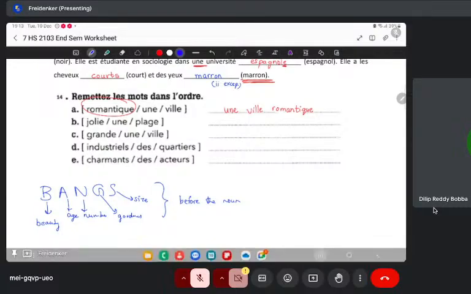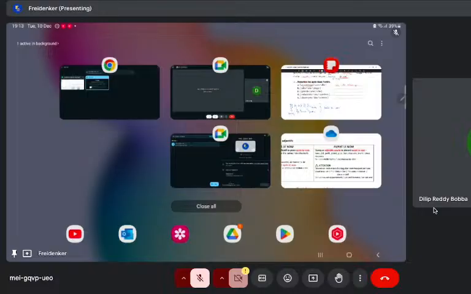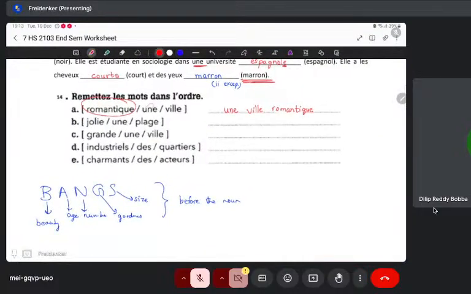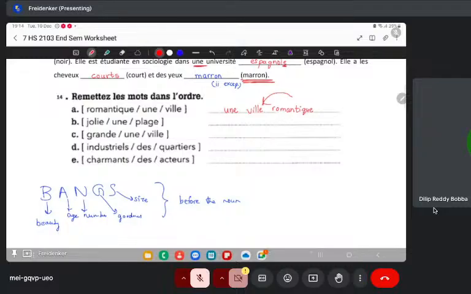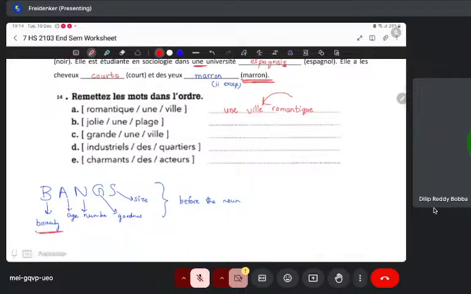Okay, is there anything else? That's it. Now we'll solve it. So romantic is just talking about how romantic the city is. Now you have a beach, and jolie is pretty. You have a pretty beach. Jolie is a short adjective, and even here, we're talking about beauty, so it's going to come before the noun. So the adjective is going to come first: une jolie plage, a pretty beach. So jolie came before the noun.